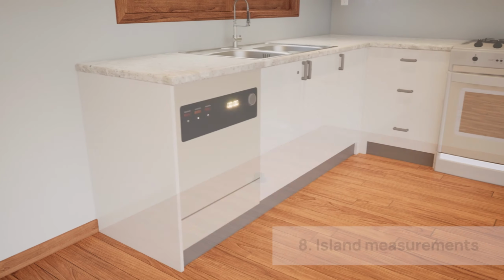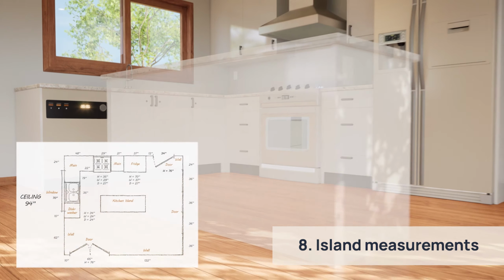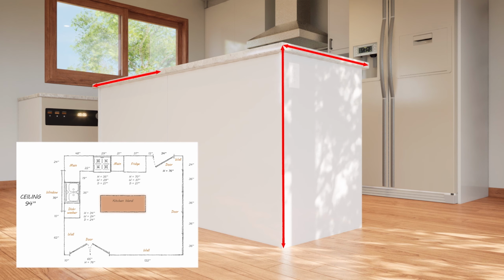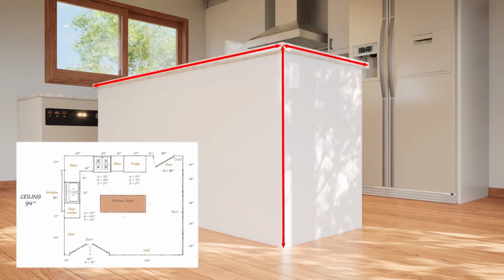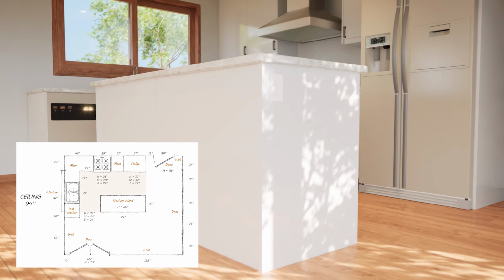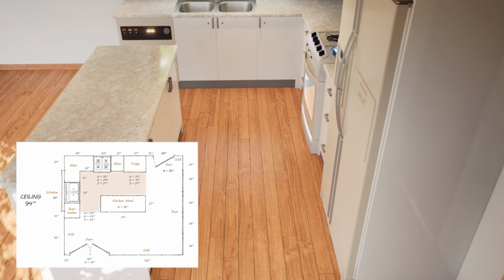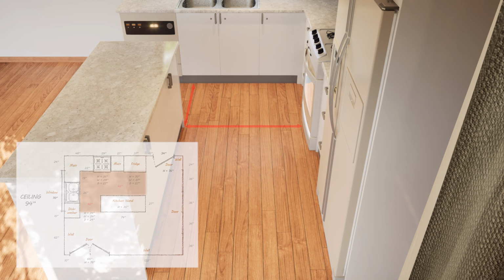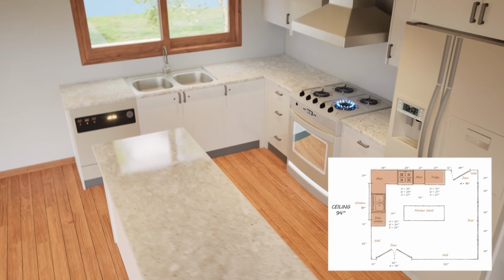If you have a kitchen island, measure the height, width, and depth of the island and record the measurements on your drawing. Be sure to include measurements of any power outlets, vents, or plumbing in the island. Next, measure the distance of the island to the countertops nearby. If there is a stovetop or sink on your island, be sure to include the dimensions of each.